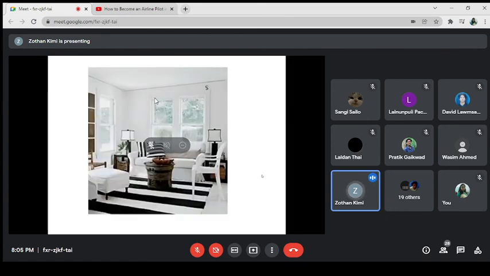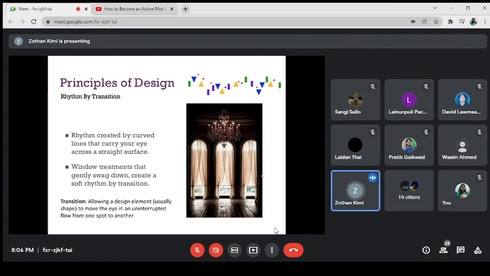All right, so this is one example of the use of rhythm by opposition, the use of black and white, the mixture of black and white. There are no other prominent color that is to be seen on this. All right, so Siam Tluanga, can you read this rhythm by transition?